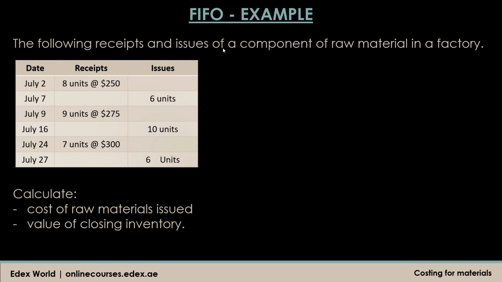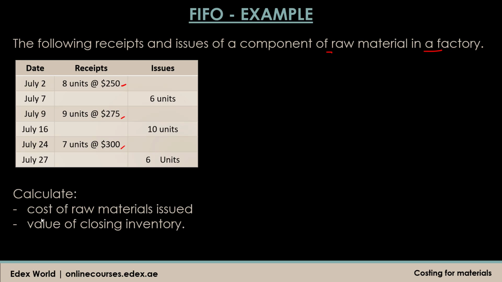So the following receipts and issues of a component of raw material happened in a factory. Details are given here. On July 2, you can see 8 units were received. Then on July 9, another 9 units were received. On July 24, 7 units were received. And if you realize, the cost of these batches or the units received is always different. Issues of these materials were done on July 7, 16 and 27.